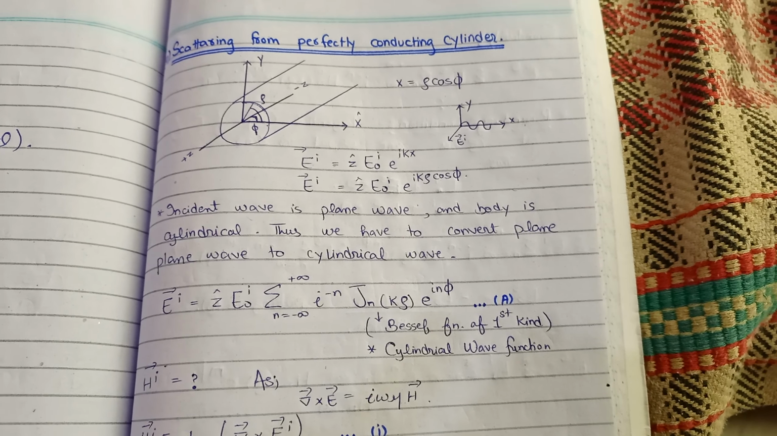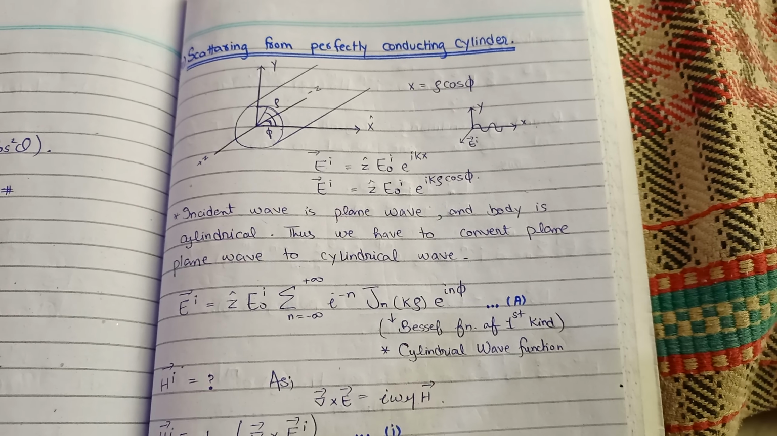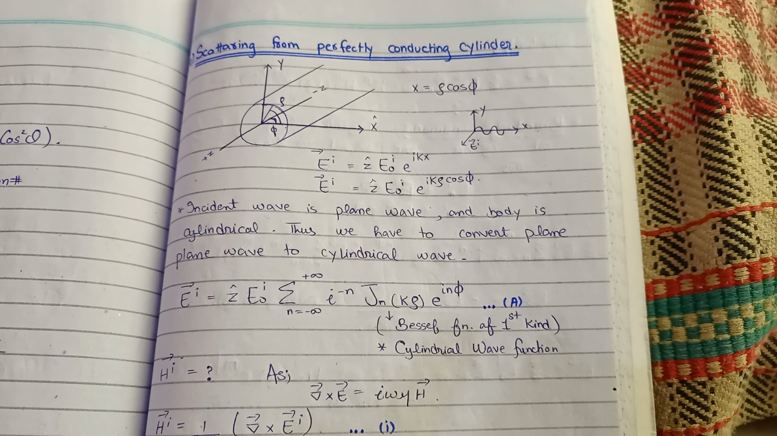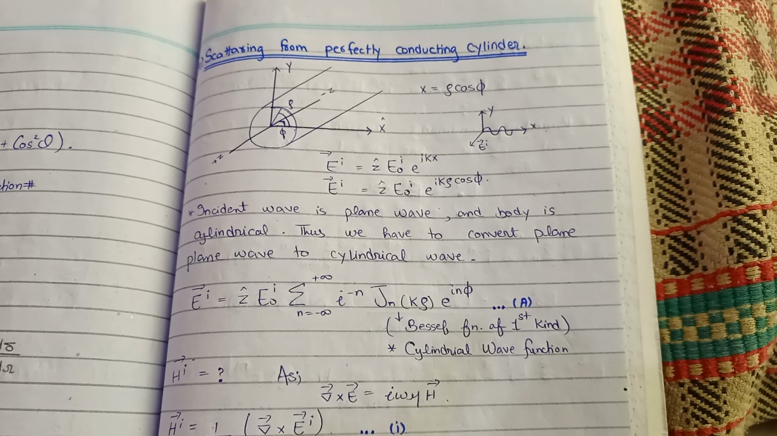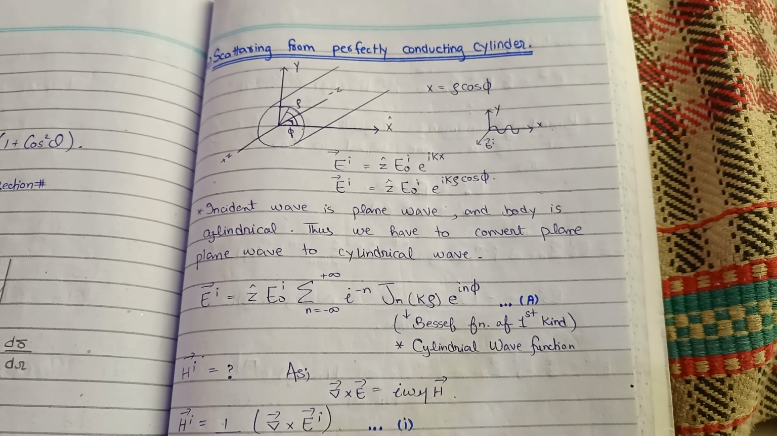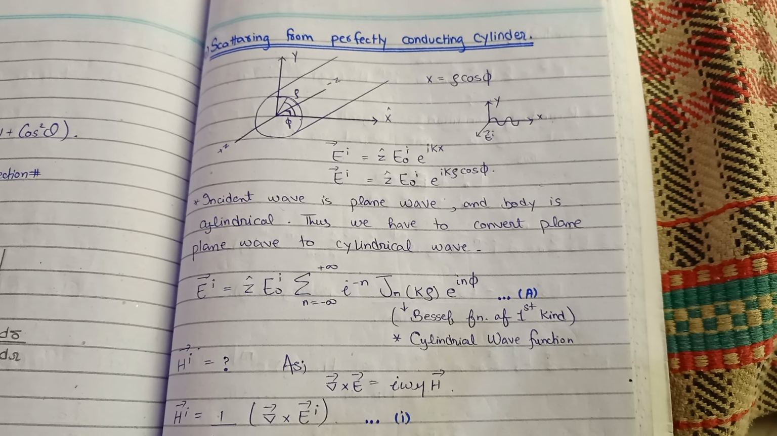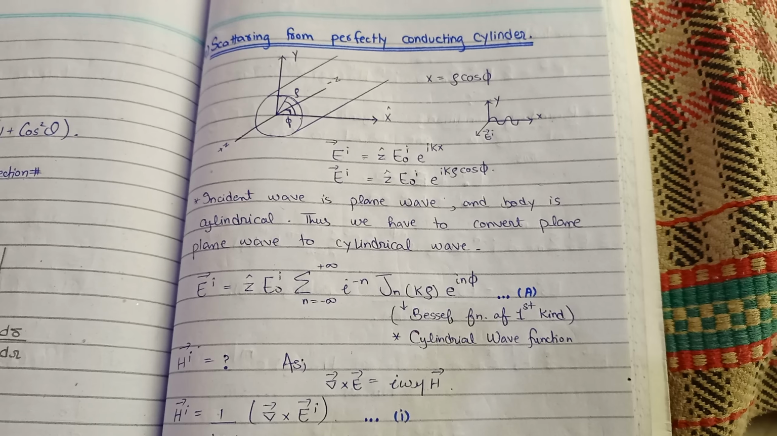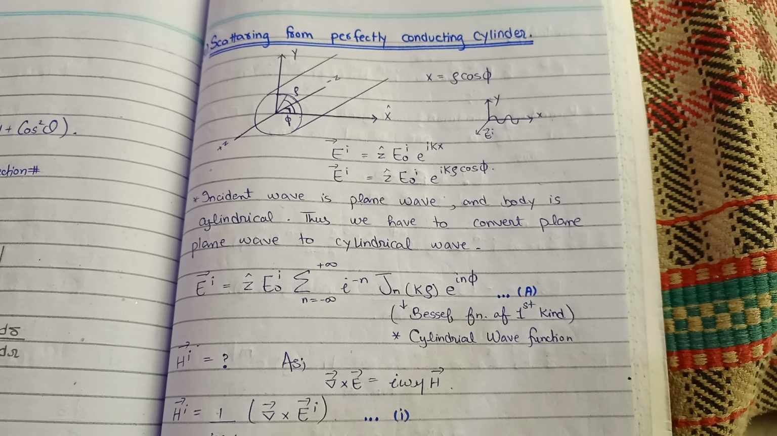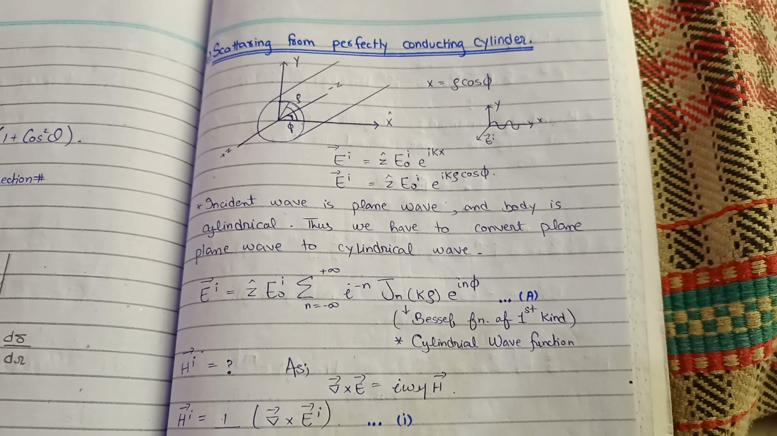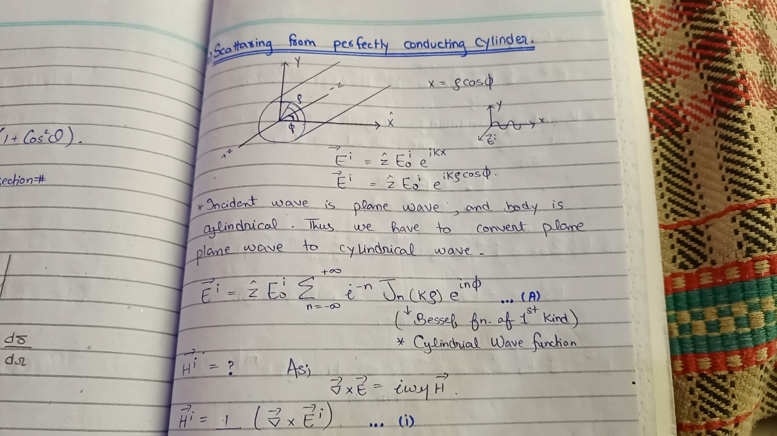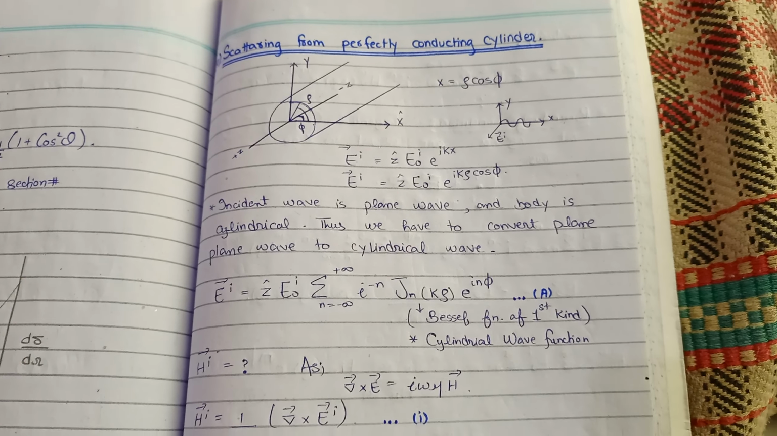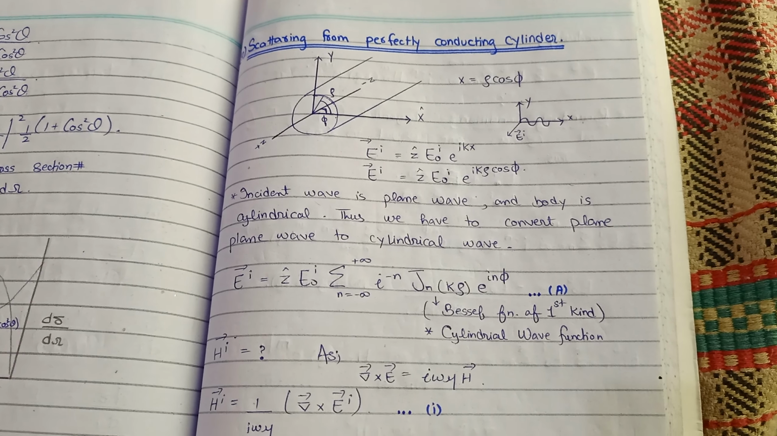This is the electric field equation for a plane wave, but we are solving in the cylindrical coordinate system, and the use of a plane wave is unnecessary. So you must have cylindrical waves. You must convert your plane wave into a cylindrical wave to solve this problem, because your body is cylindrical and the wave is plane. You must convert your incoming wave into a cylindrical wave, and you know how you can convert: by using Bessel functions.